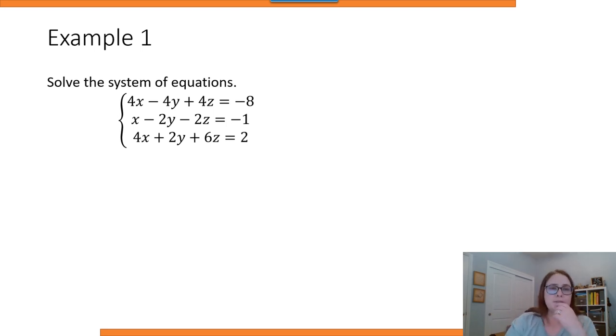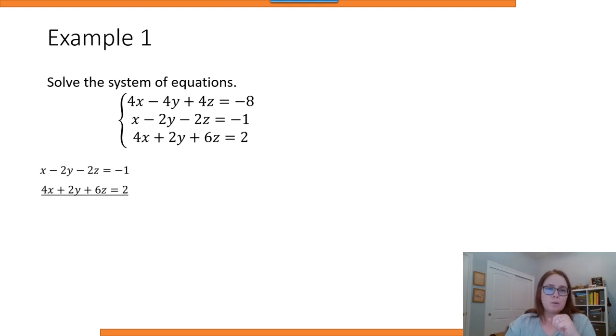So for this one, I have to make a decision. There is no wrong choice here, but just know that your work might look different from someone else's if you chose a different variable to eliminate from the onset. Now, I kind of gravitate towards eliminating the y's here because the second and third equation both have a 2y, one negative, one positive. So if I just add the second and third equation to each other, I will already eliminate a variable without having to multiply either equation by anything. So that's what I'm going to do.